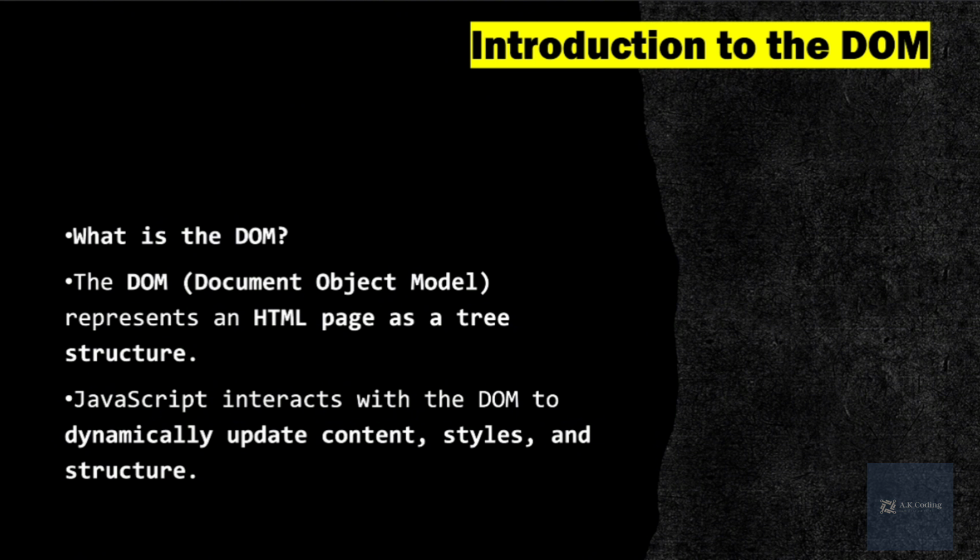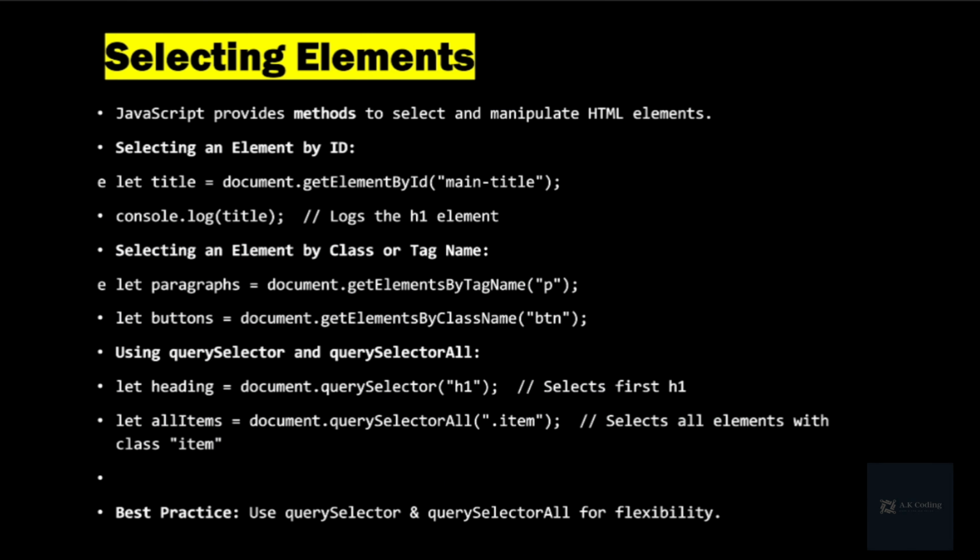So what is the DOM in JavaScript actually? The DOM means Document Object Model, which represents an HTML page as a tree structure, and JavaScript can easily interact with the DOM to dynamically update content, styles, and structure. So let's see how the DOM works in JavaScript with HTML.